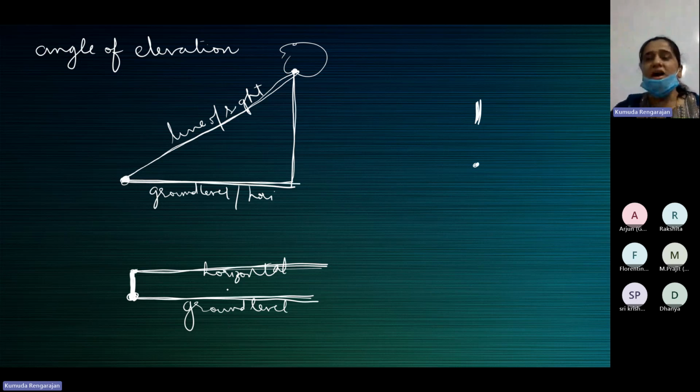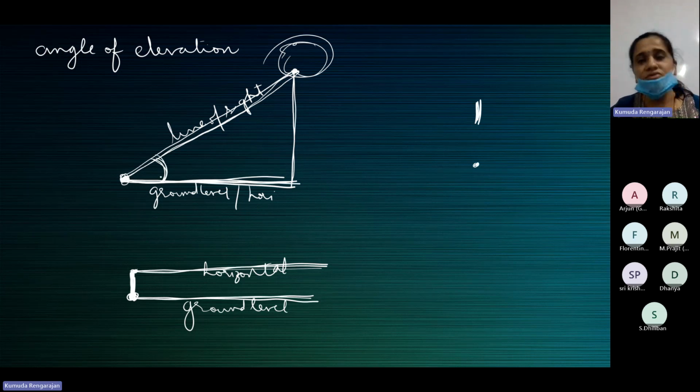If the object is at a higher level, then it is angle of elevation. If the object is at a lower level, the observer is at a higher level, then it is angle of depression. Now in this case, this is the ground level or the horizontal. This is the object observed and this is the eye of the observer. This is the horizontal, this is the line of sight. Now this angle between the horizontal and the line of sight is called the angle of elevation.